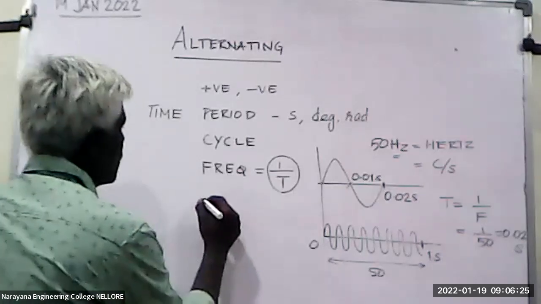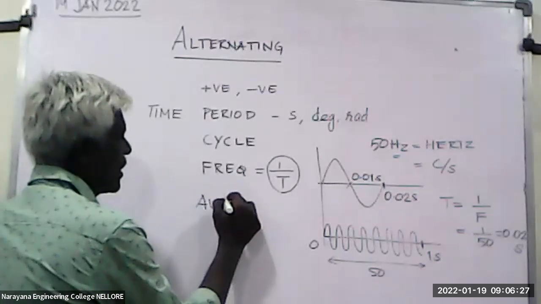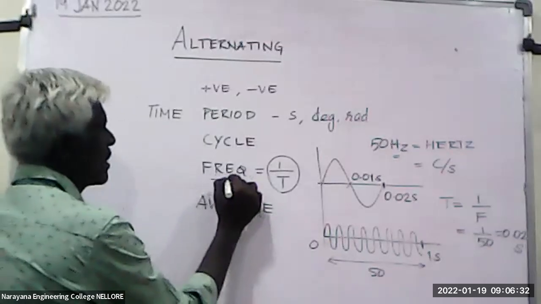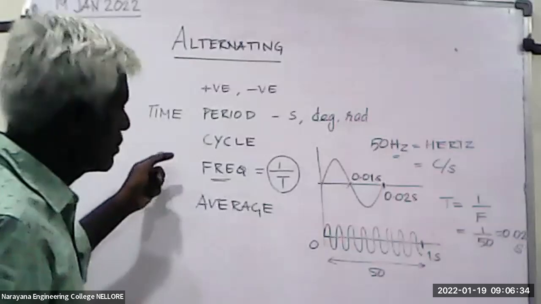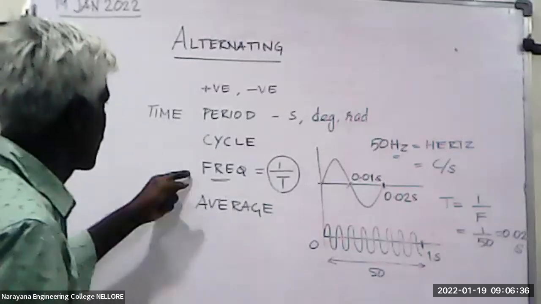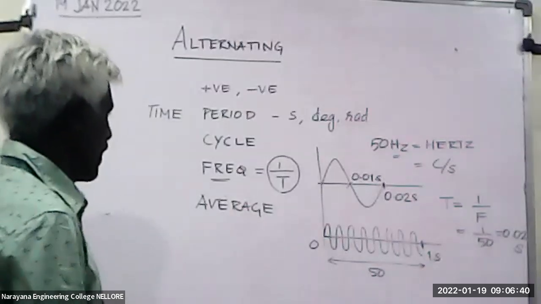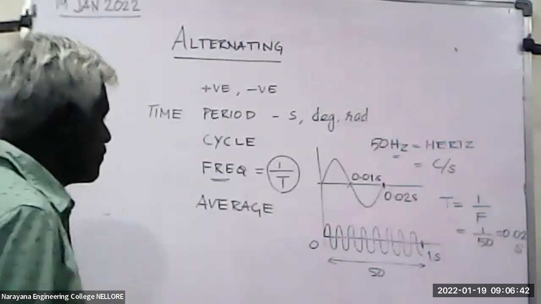And then we have seen the average value of an AC quantity, the average signal. This one I think I forgot to tell the Nellore students, right? I remembered it for the Gudur students I have. Okay.